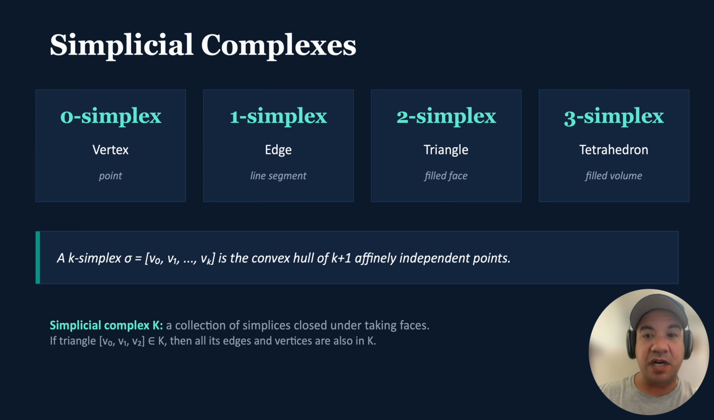A simplicial complex, K, is a collection of simplices that is closed under taking faces. That just means if a triangle is in K, then all of its edges and all of its vertices must also be in K. Nothing dangling.